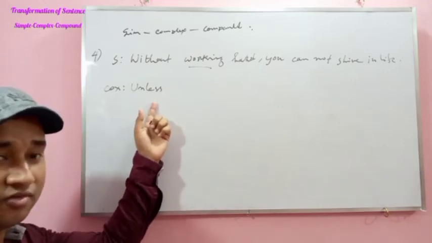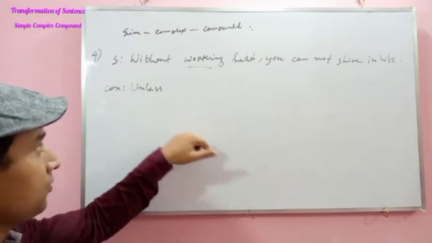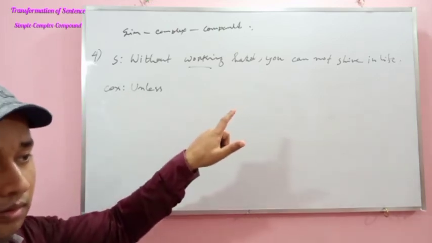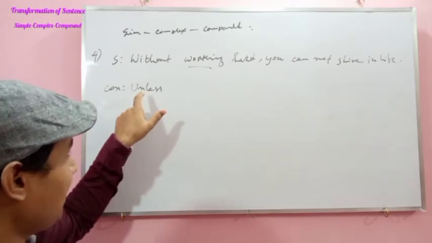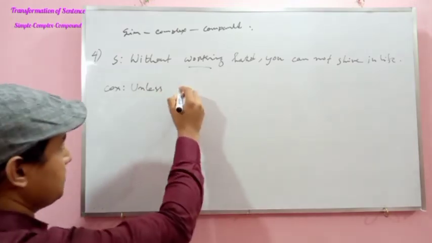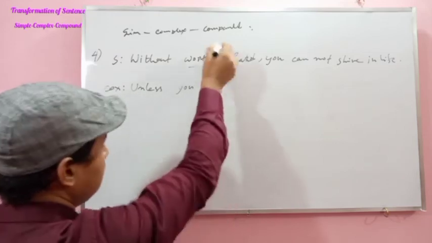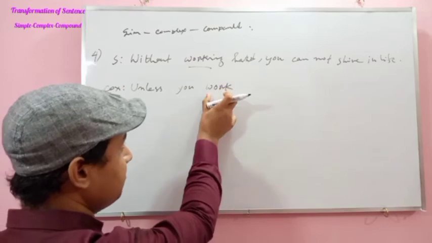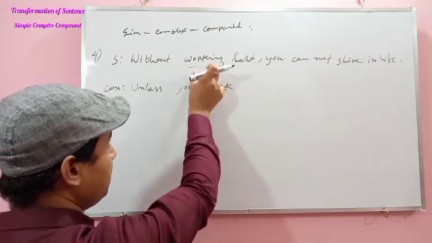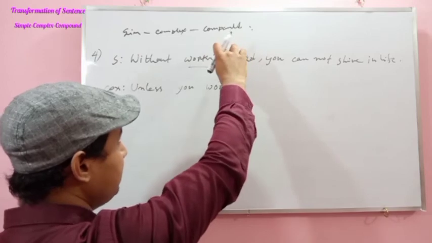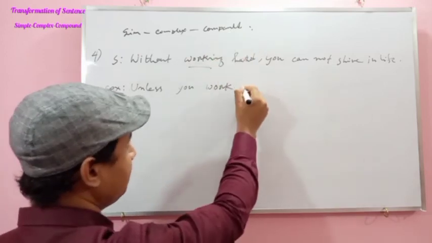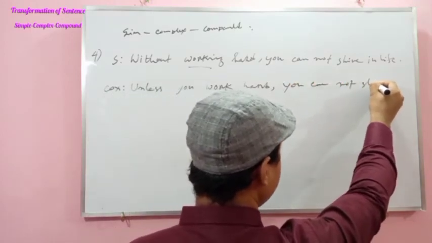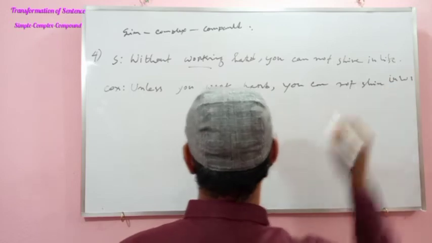The using of unless is very simple. So you can use unless or if not. When you use if not, you will give if you do not, because instead of this, you can use unless. Only one word, unless, then subject you, unless you, then verb working transforms into work. This is non-finite, this is finite. Omitting this ing, it becomes finite. Hard, then others: you cannot shine in life.